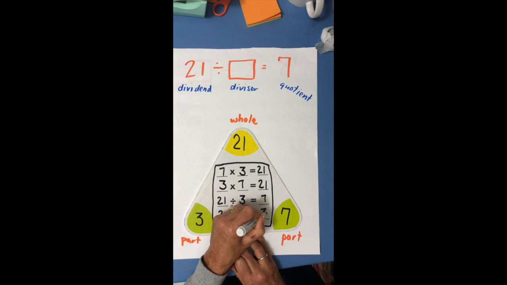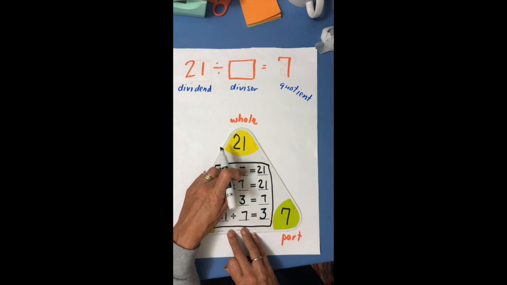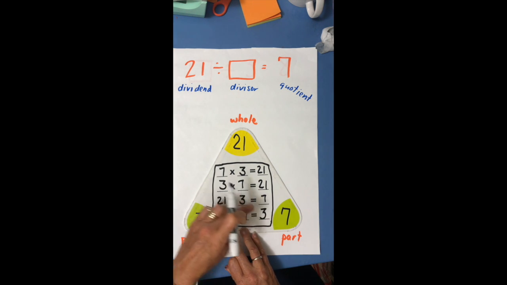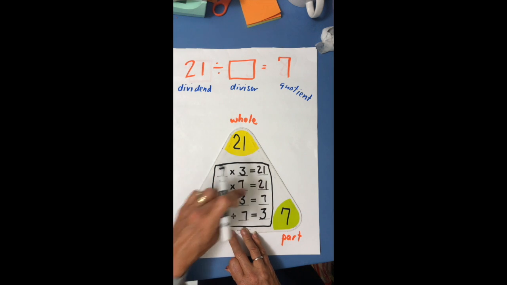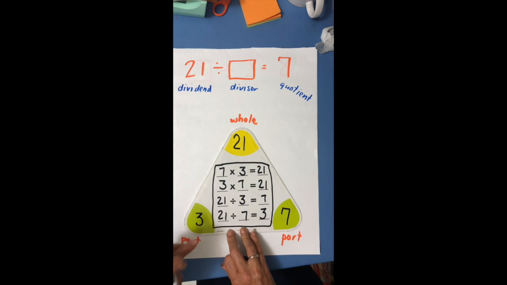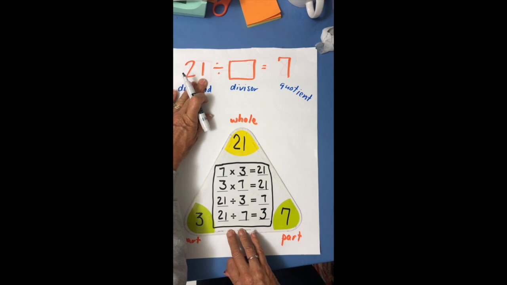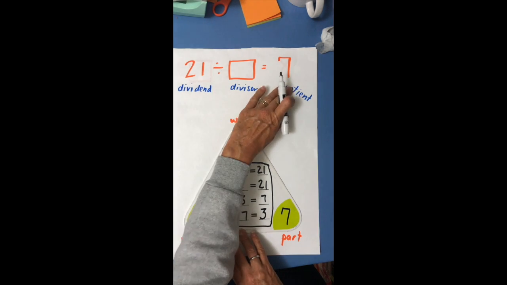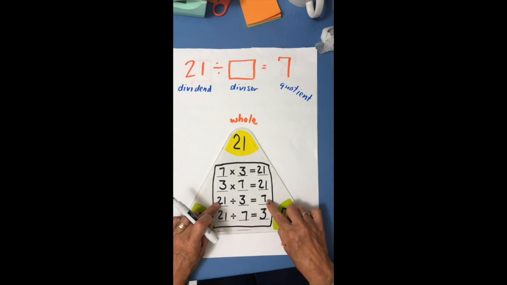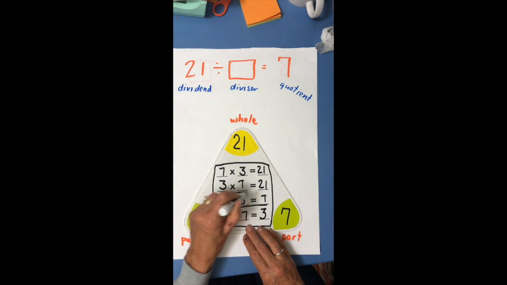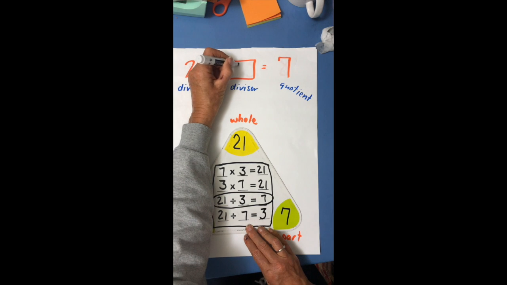Now you notice every one of the equations has a 3. Every one of the equations has a 7. And every one of the equations has a 21. Why? Because these are the 3 members of the fact family. Now I want to answer this question. So I want to have one that has a 21 in the front as the dividend and a 7 as the quotient. Looks like this one. So that's it. I know my answer here is 3.